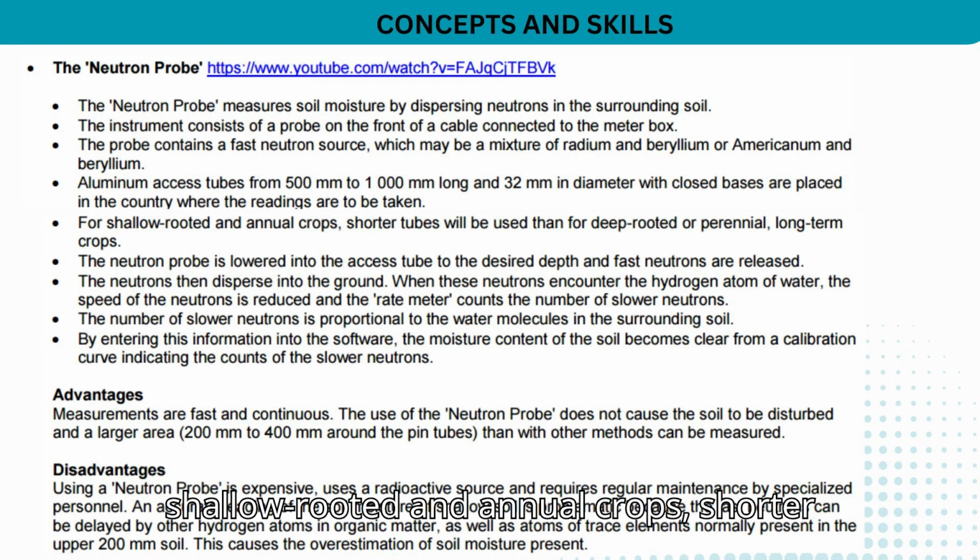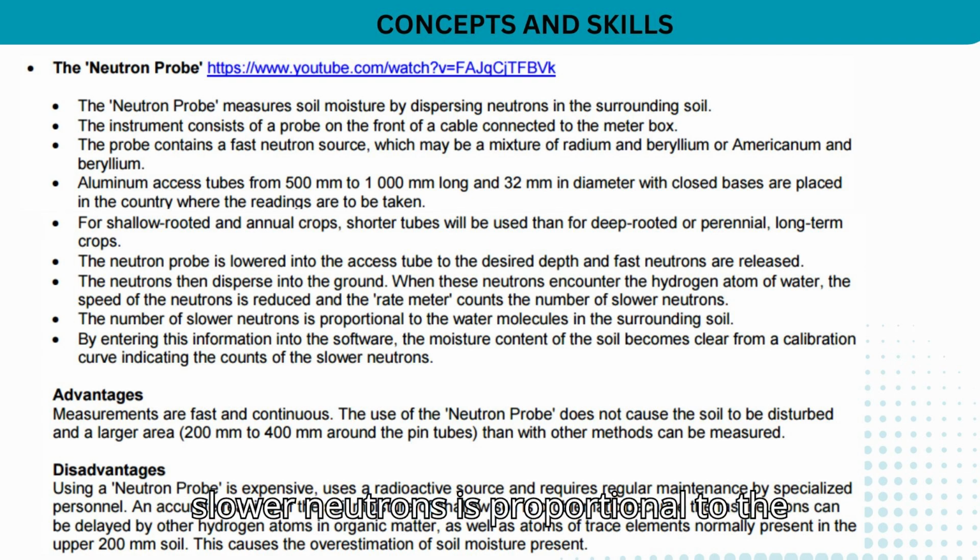For shallow-rooted and annual crops, shorter tubes will be used than for deep-rooted or perennial, long-term crops. The neutron probe is lowered into the access tube to the desired depth and fast neutrons are released. The neutrons then disperse into the ground. When these neutrons encounter the hydrogen atom of water, the speed of the neutrons is reduced and the rate meter counts the number of slower neutrons.